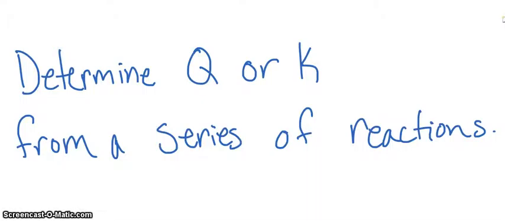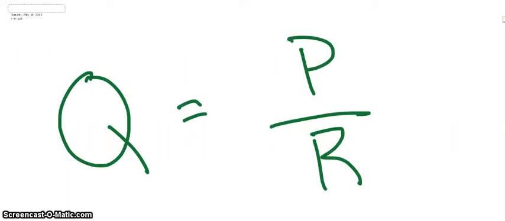Alright, today we're going to be looking at how to determine Q or K from a series of reactions. The expression Q or K, if the reaction is at equilibrium, is determined by dividing the products by the reactants. Now, when you're given a series of reactions and their K values, you must be able to manipulate the reactions to suit the final reaction and find the ultimate K value.